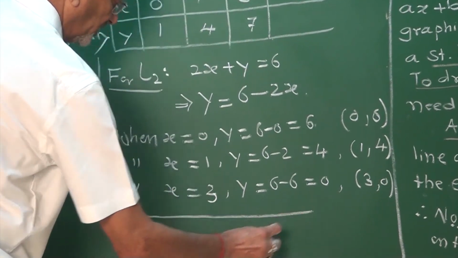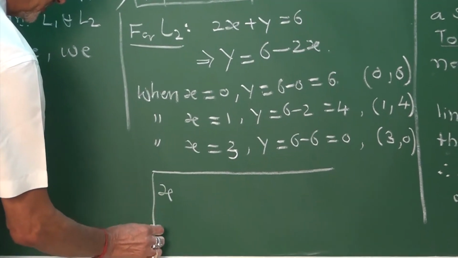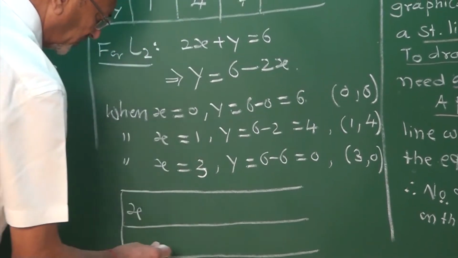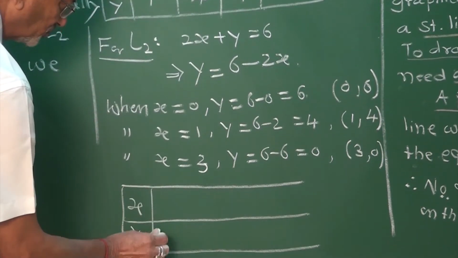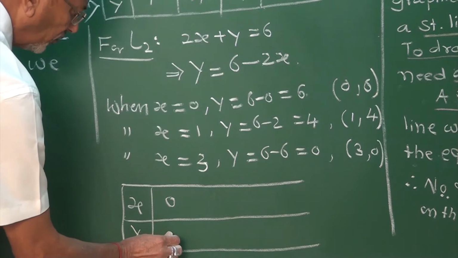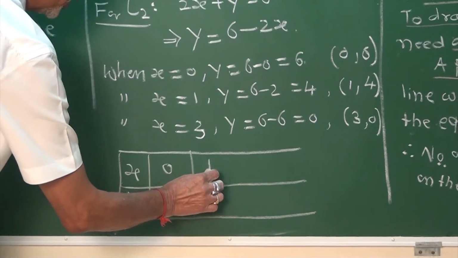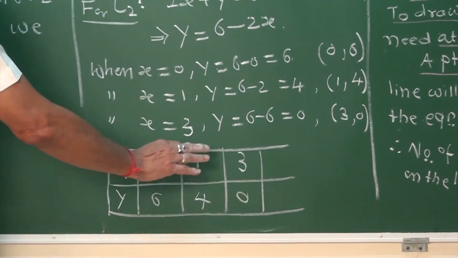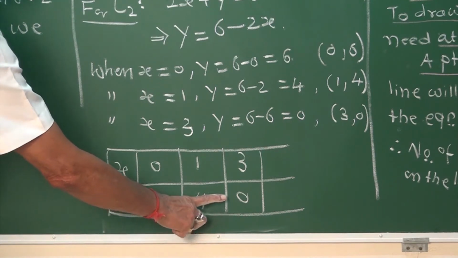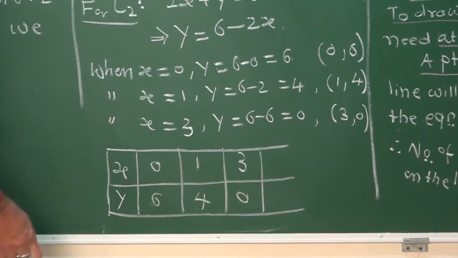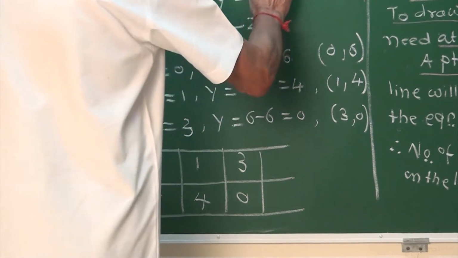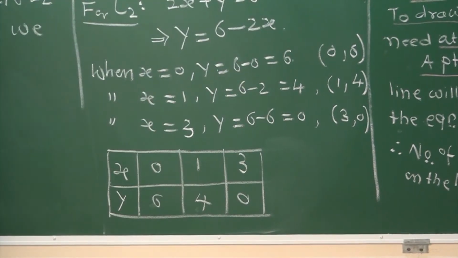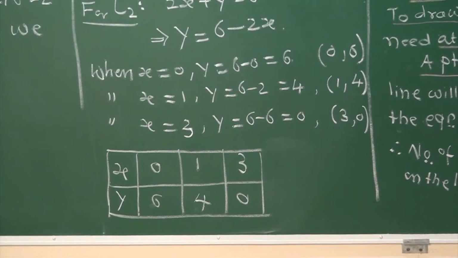The same thing you can represent in what is called tabular form. You know all these things done in the previous standards. These are the values of x and y. When x is 0, y is 6. When x is 1, y is 4. When x is 3, y is 0. I have considered a minimum of 3 points. Now, with the help of these, you can draw the 2 lines.